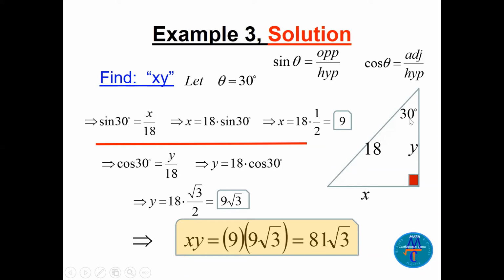Now let's take cosine 30. Cosine 30 by the formula here, adjacent over hypotenuse. So cosine 30 will be y over the 18. Cross multiply, y will be 18 times cosine 30. Cosine 30 we know, square root of 3 over 2, multiplied by 18, that's 9 square root of 3. Now let's multiply x and y. So the final answer will be 81 square root of 3.